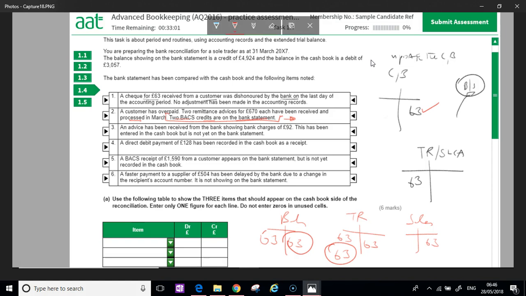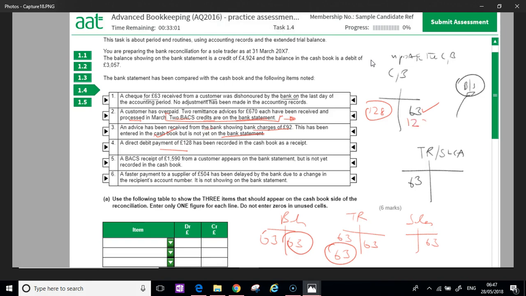There's an advice that has been received from the bank showing bank charges of 92. This has been entered in the cash book, so we're fine. There's no problem. The problem here is on the bank statement. Direct debit of 128 has been reported in the cash book as a receipt, so someone's put 128 in here as a receipt, right? This is wrong. It should be on this side.